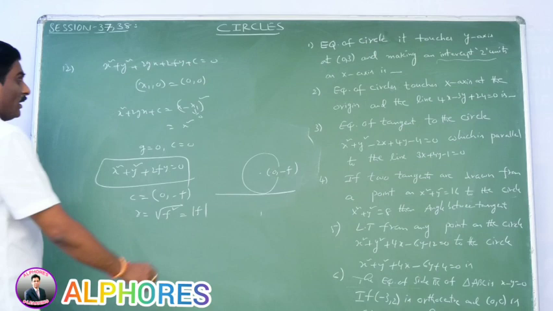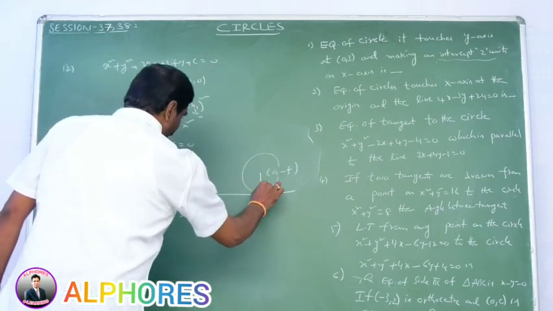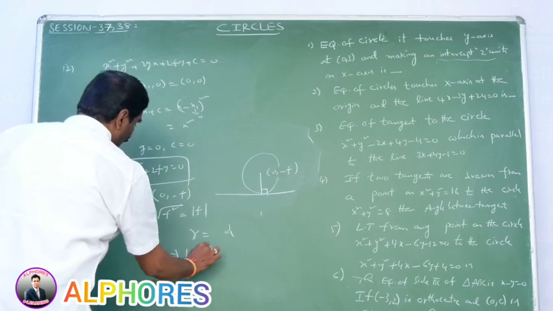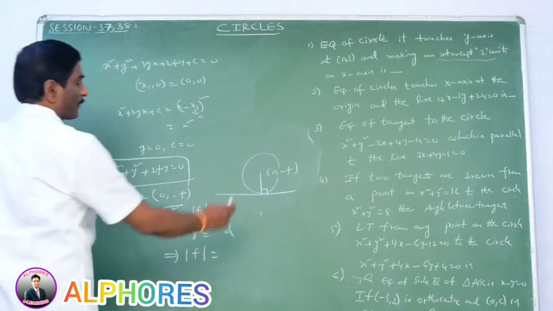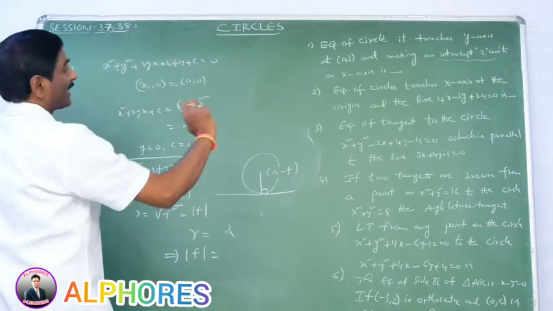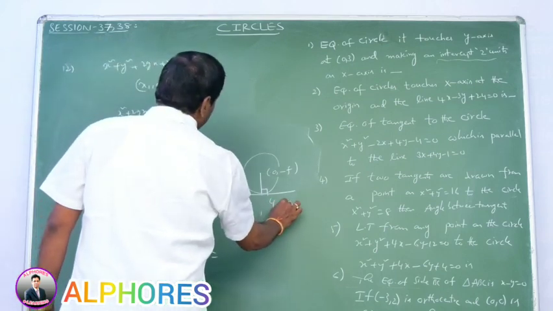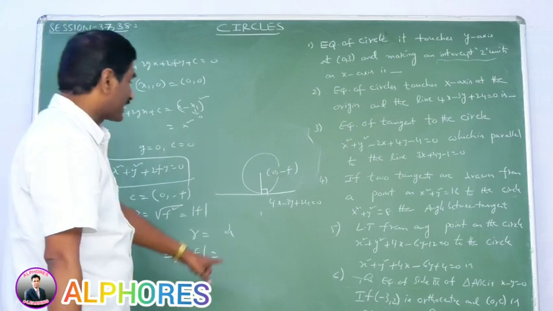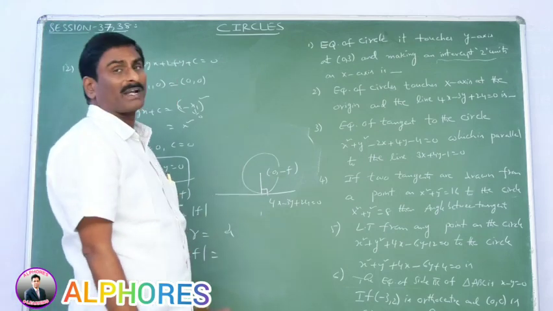Now we find the value of f by using r is equal to d. What is the value of r? Mod f. d is nothing but the perpendicular distance from the center to the tangent. What is the tangent equation? 4x minus 3y plus 24 is equal to 0. The circle touches this line. By using this condition, we find the value of f.